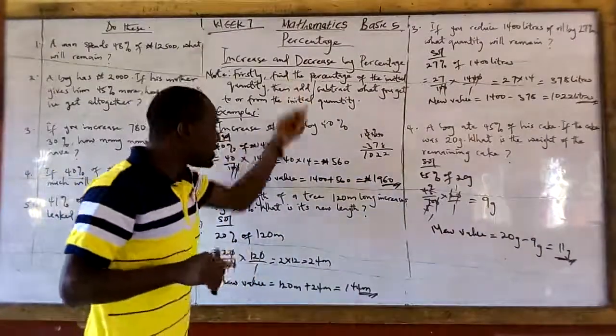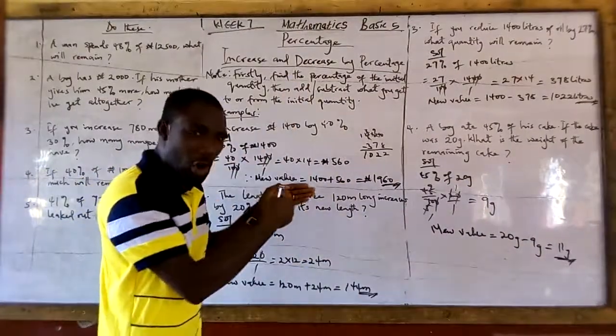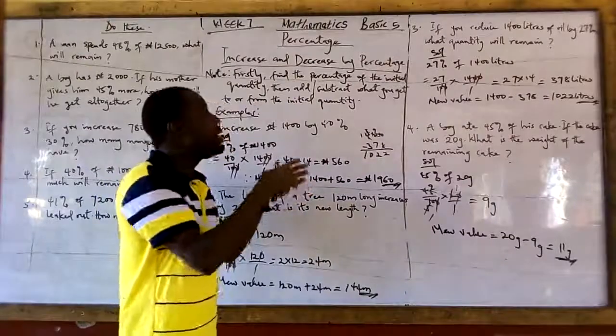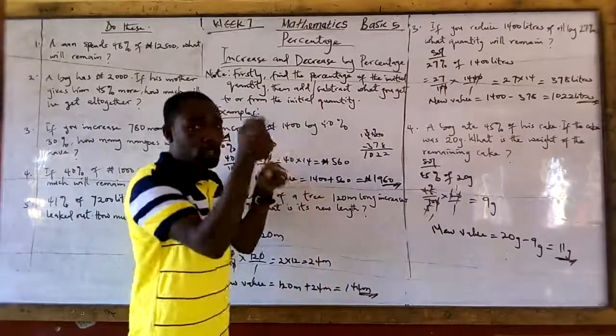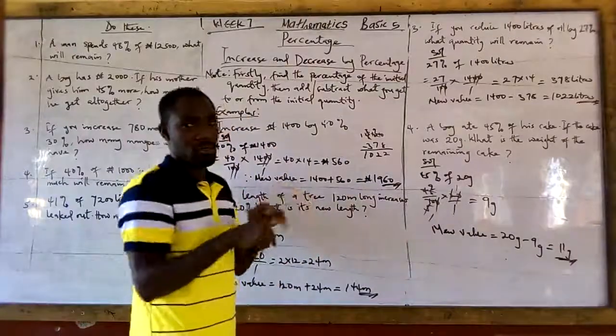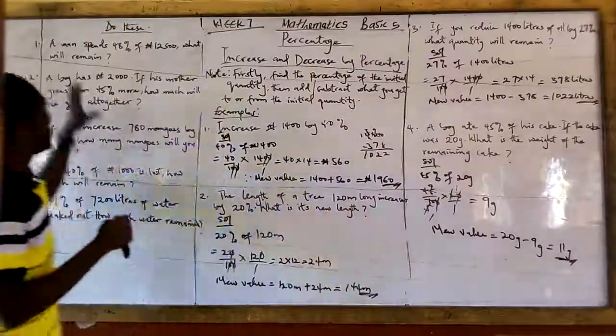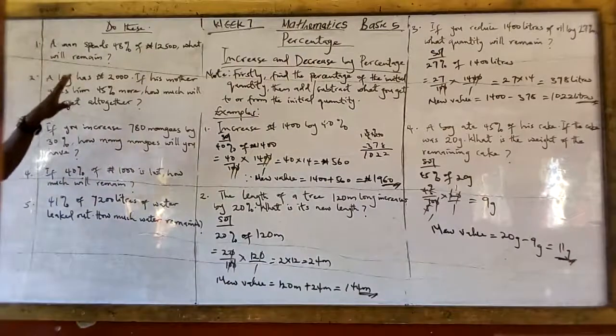Let me come again. When you are to do it, you first find the percentage of the value. Then, if you are to increase, you add it to the initial value. And if you are to decrease, you subtract it from the initial value. Now, if you are to do this on your own, I believe you should be able to do it.